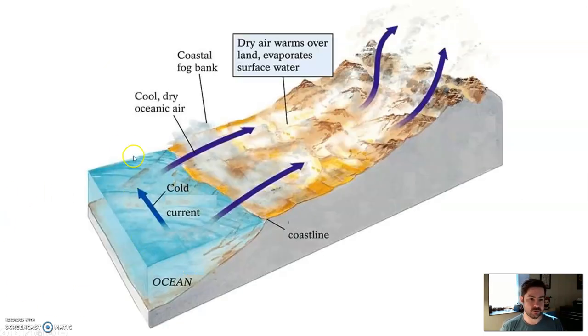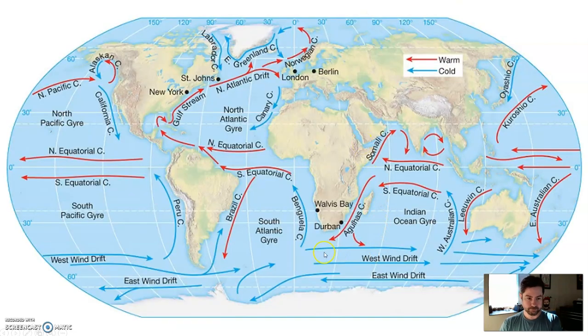So again, you have the cold ocean current. Air moving over it cools down, loses its ability to hold the moisture, so creates rain or fog, and as it continues to move inland, it is now dry air.